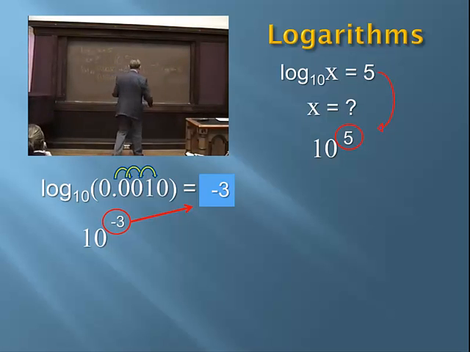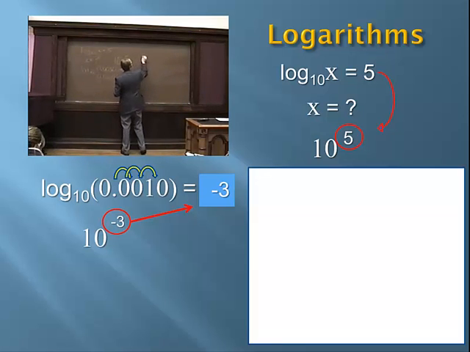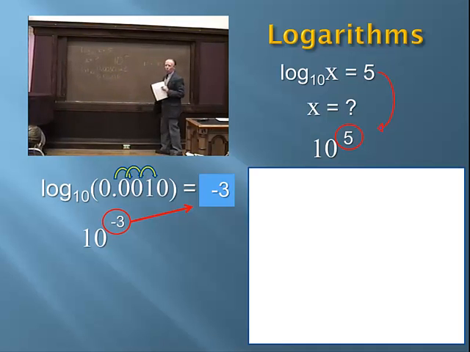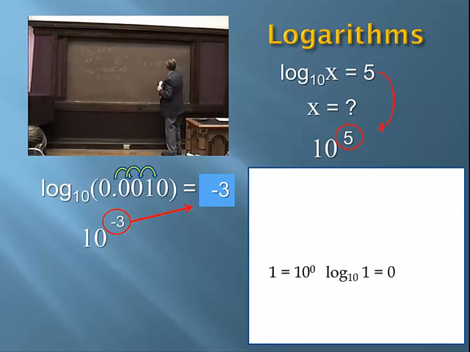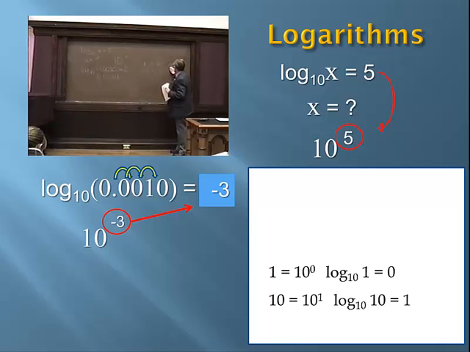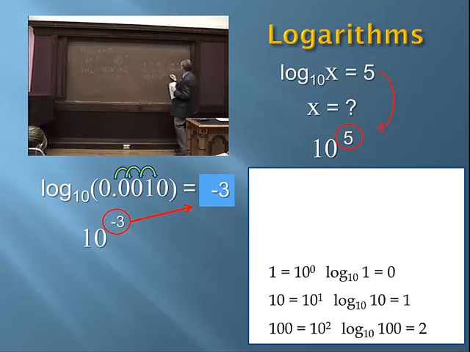Okay? So let me just write it down for you in a sequence for those of you who are skeptical. All right? We'll start with 1. 1 is equivalent to 10 to the 0 power, you told me. So the logarithm of 1 is 0, right? What about 10? 10 is the equivalent of 10 to the 1. What's the logarithm of 10? 1. Okay? 100 is 10 squared. What's the logarithm of 100? 2.